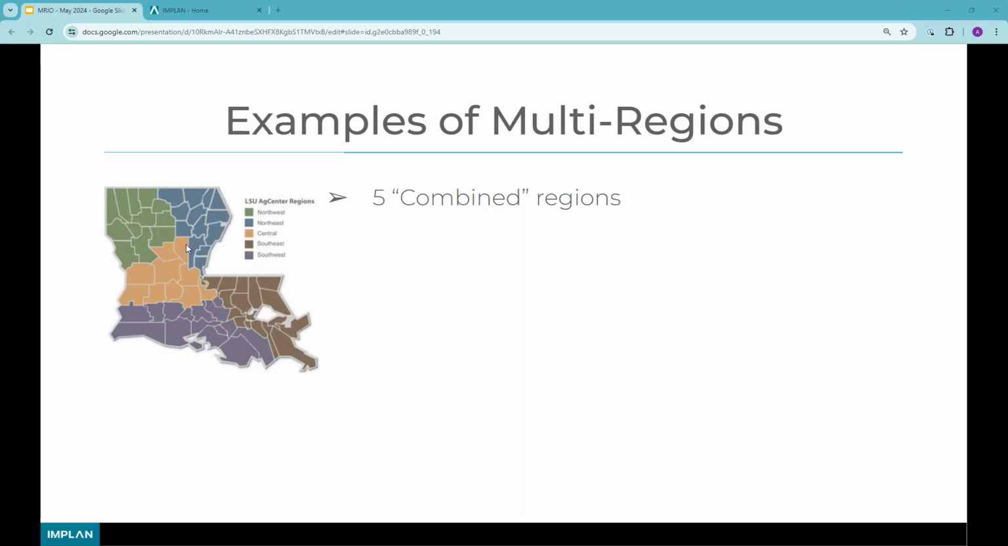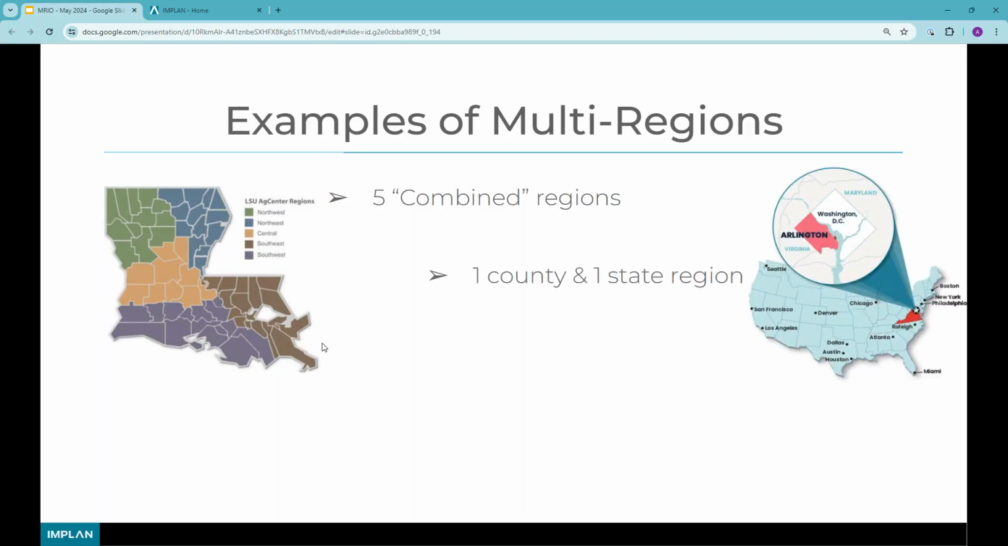We've created a combined region for the Northeast, a combined region for the Northwest, one for Central Louisiana, Southeast, and Southwest Louisiana. We also see multi-regional input-output analysis using 2 different types of regions or geographical levels. We can see one state here being used, which is Washington, D.C., and then it's linked up to Arlington County, Virginia. That's still an MRIO analysis. We've linked up 2 separate regions together.